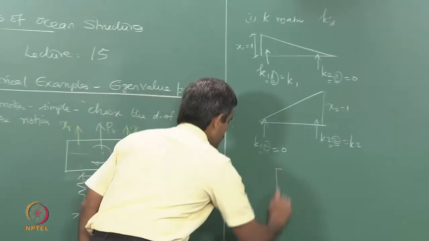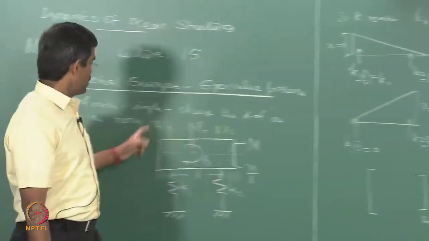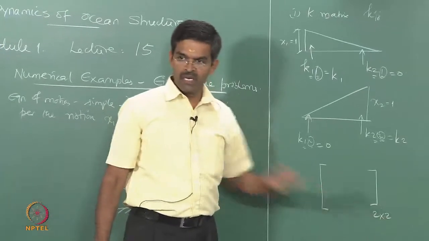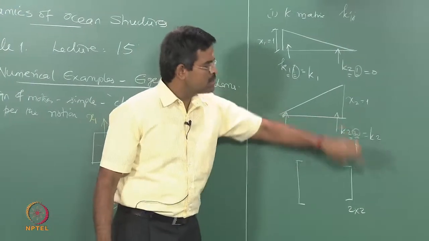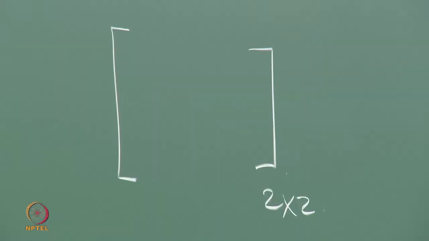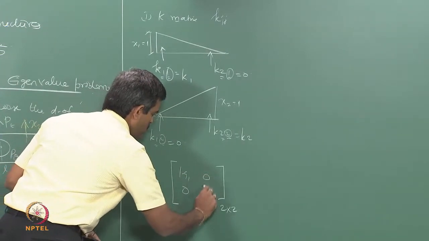So, my stiffness matrix now is a 2 by 2 matrix. Why? Because there are 2 degrees of freedom. If there are n degrees of freedom, the stiffness matrix will always be n by n. Remember, the stiffness, mass, and damping matrices will always be square matrices. Okay. So, I can enter the values here: k1, 0, 0, k2.